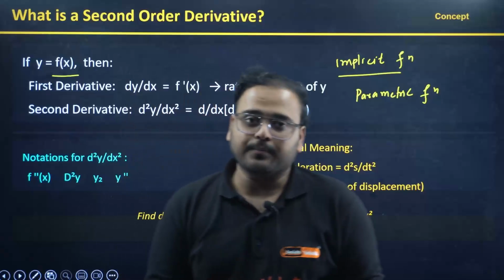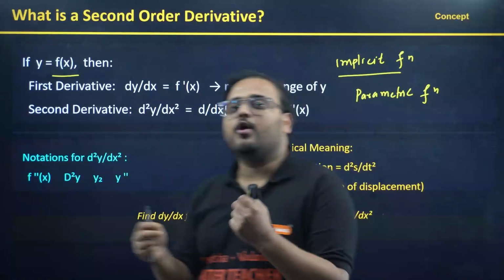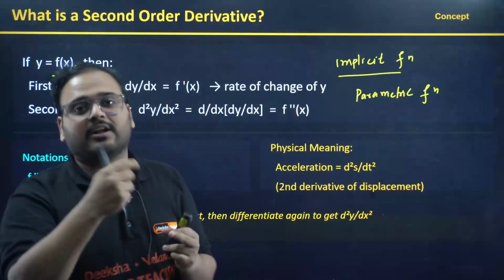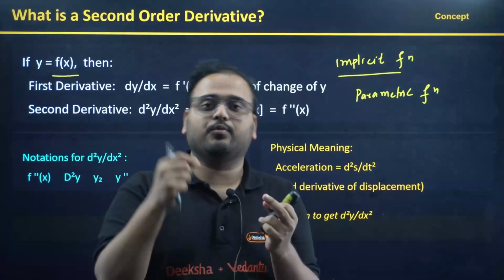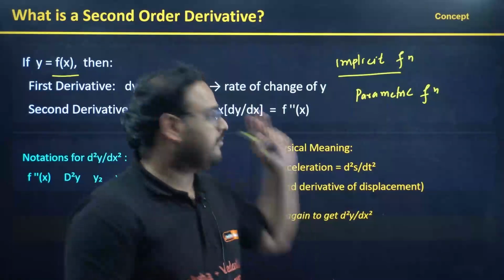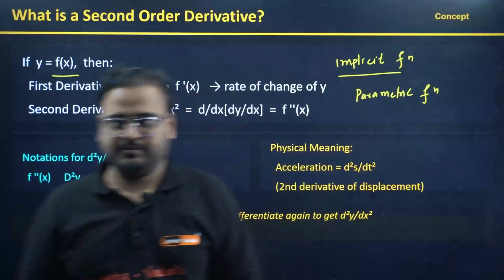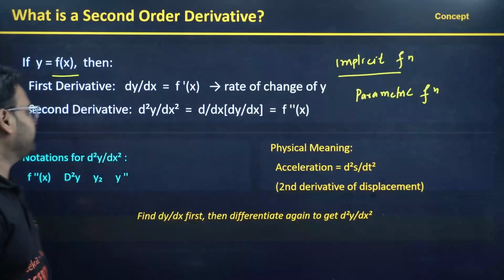The function is given to you, and then they can ask you to find the second order derivative, or they can ask you to prove a given equation of second order derivative. That means they'll give you an equation of derivatives and ask you to prove it using a given function of various forms: explicit function, implicit function or parametric function. We'll discuss all those in the session itself today.